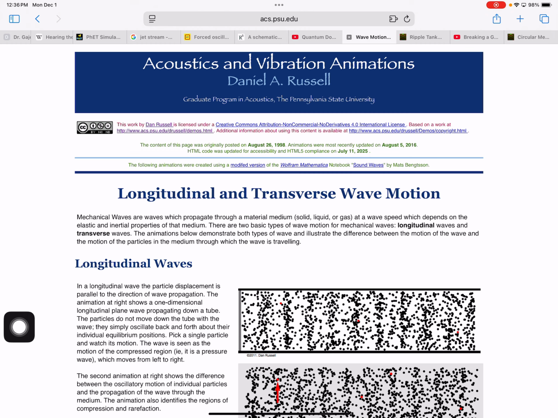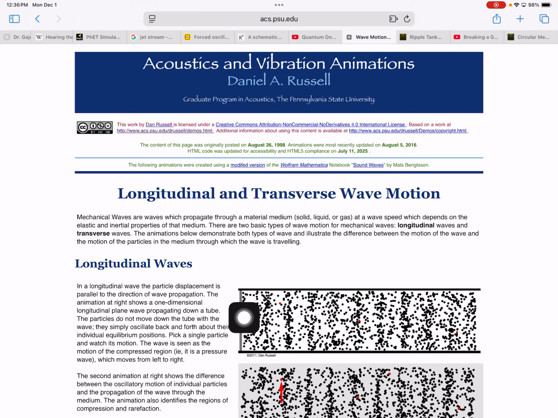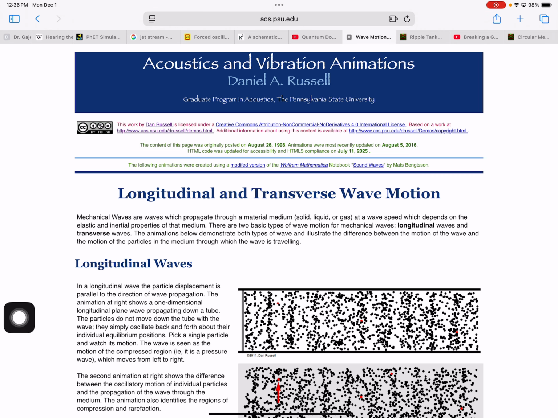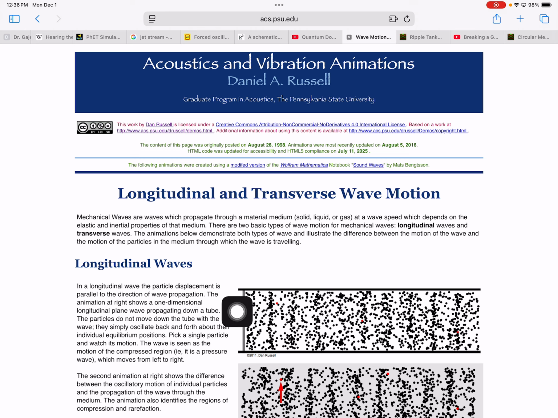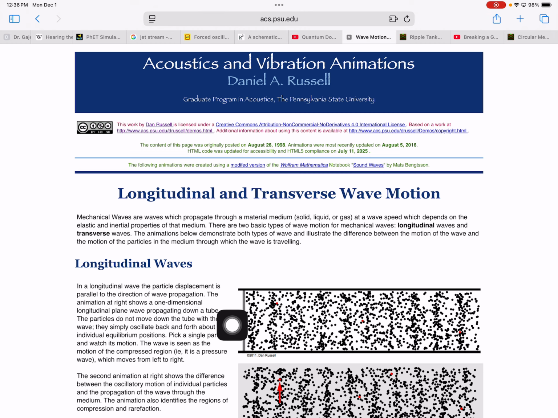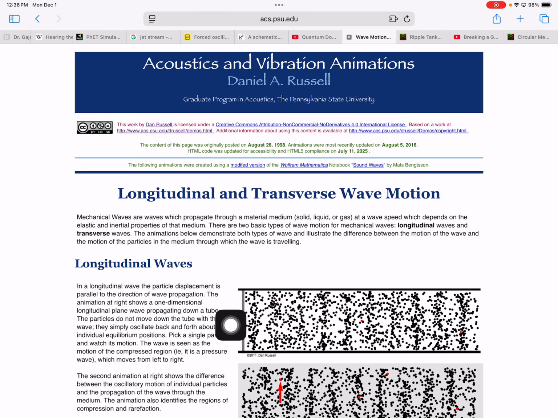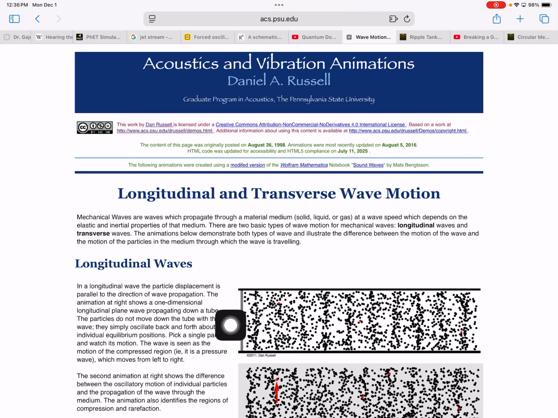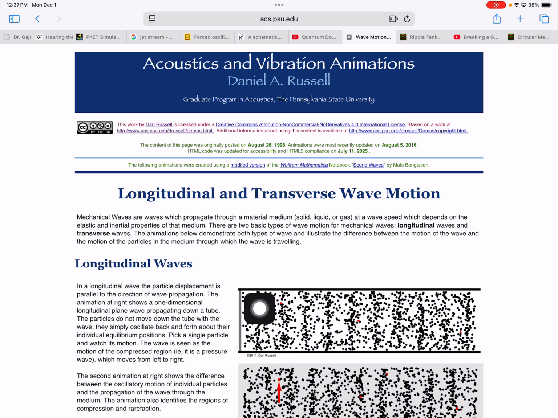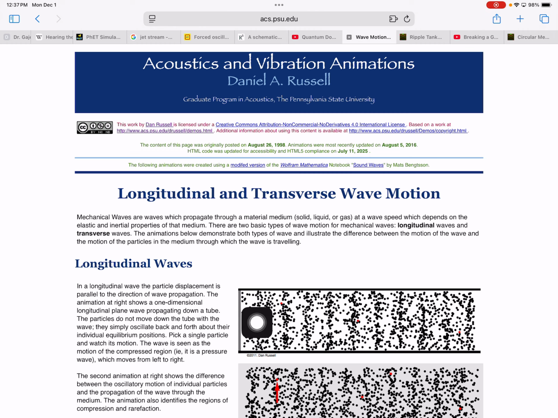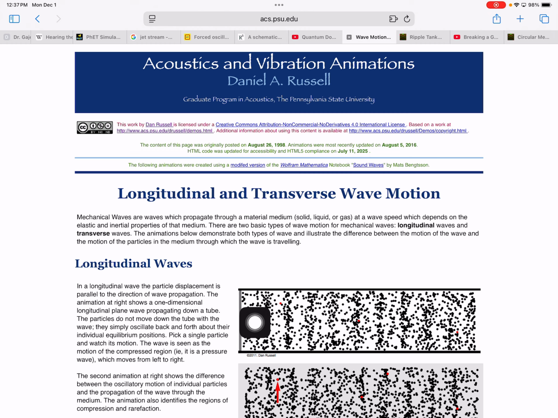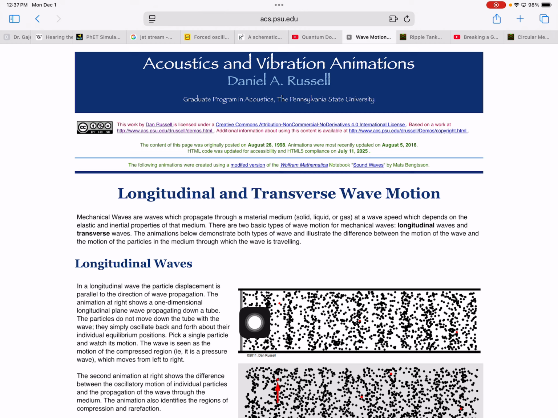Now in principle, you can create a sound wave of any frequency. Whatever frequency you oscillate this thing with, that's the frequency of the sound. Now this sensor that you have works only between 20 hertz and 20,000 hertz. But you can create a sound of any frequency. Sound of frequency below 20 hertz is called infrasonic, and sound of frequency higher than 20,000 hertz is called ultrasonic.